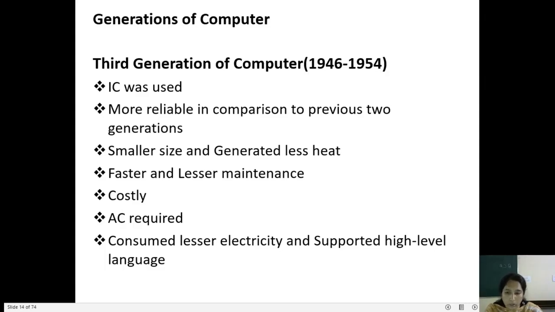Heat will be produced, and it consumes less electricity when compared to the previous generation, and it supports high level language. As I told you previously, they had already introduced BASIC, COBOL, Fortran. So these languages had success here. BASIC is for beginner's all purpose, COBOL for business oriented, and Fortran for formula translation. At that time the C language also was introduced, and the operating system concept was introduced, and the compiler, interpreter, as well as assembler were also introduced at that time.